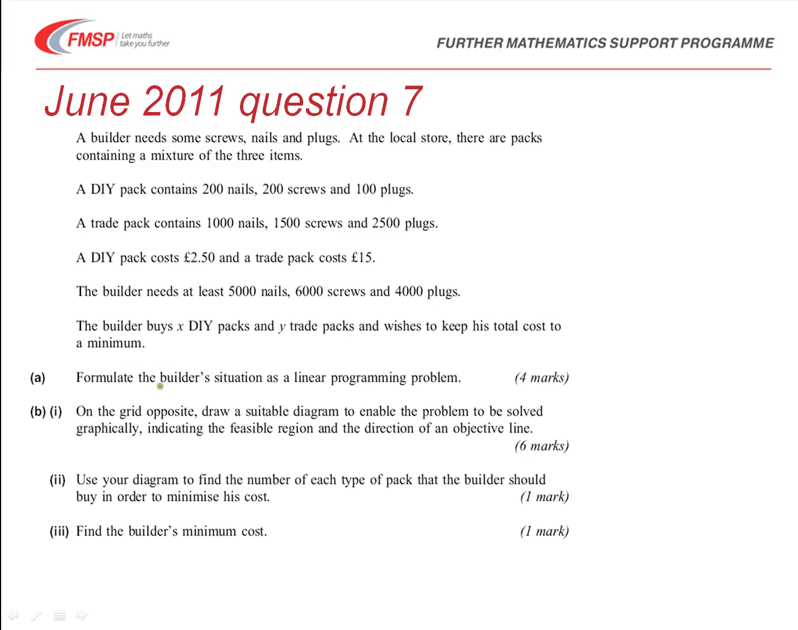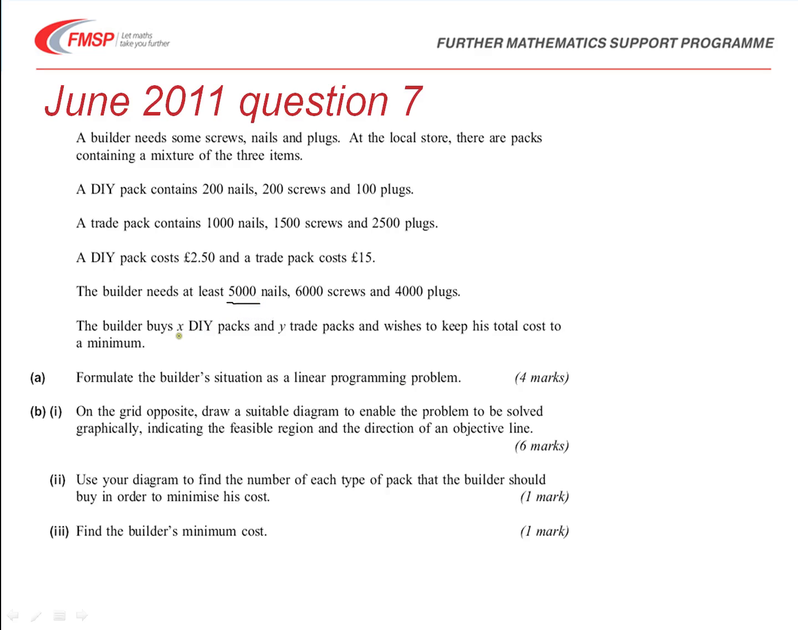So the first part, we've got to formulate the builder's situation as a linear programming problem. Okay, and you can see there are 4 marks for this, so chances are there are 4 statements that we will need to make. So what do we know? Well, we know that the builder needs at least 5000 nails.